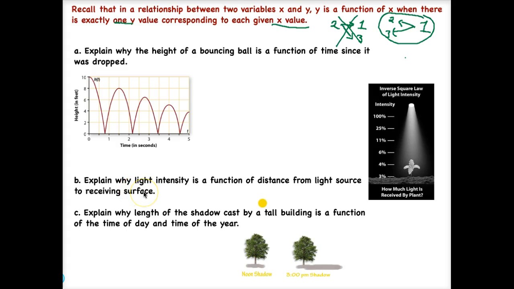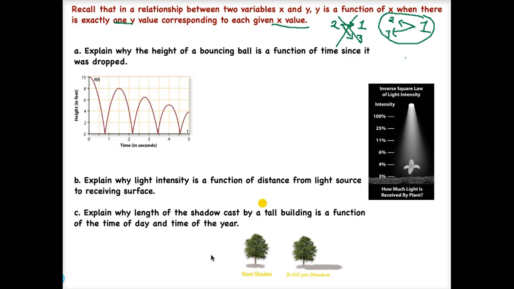Now let's explain why light intensity is a function of distance from light source to receiving surface. In this case, the intensity of the light on the plant depends upon the height of the plant. So the height of the plant is the independent or x variable. As this grows, our intensity grows. But notice we only have one y value that corresponds to each of the x values. So depending on the height of this plant, there is only one intensity.